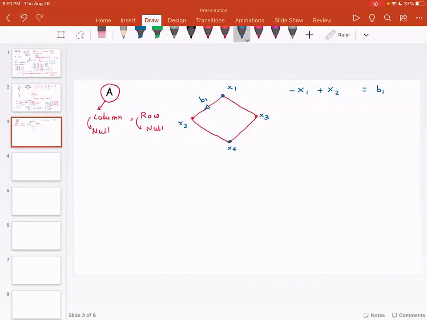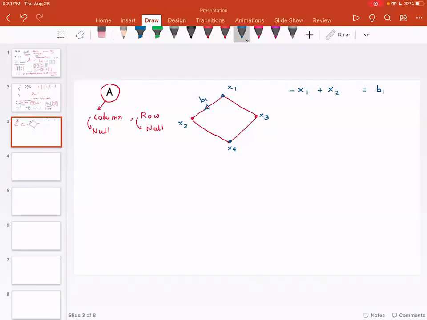Now I want you to repeat this exercise for x1 to x3. If you look at the edge b2, b2 is going from x1 all the way to x3. So you have minus x1 plus x3. Continuing that on, you have b1, b2, b3, b4, b5, and you recognize that you have this network.